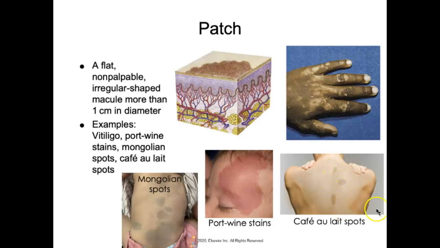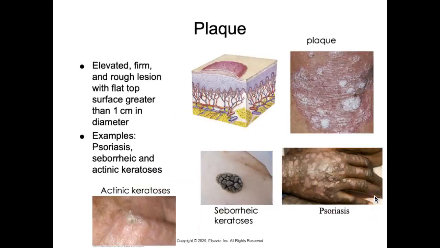Next is a plaque, and this time we do see some elevation and it is firm. It's going to be a rough lesion with a flat top, and the surface is greater than 1 centimeter in diameter. So examples of this would be psoriasis, which you could see pictured here.